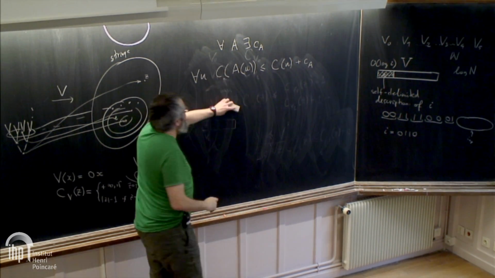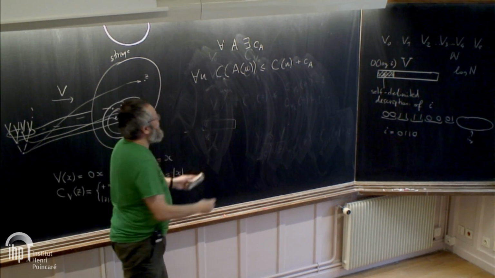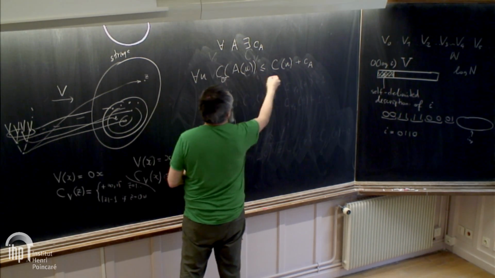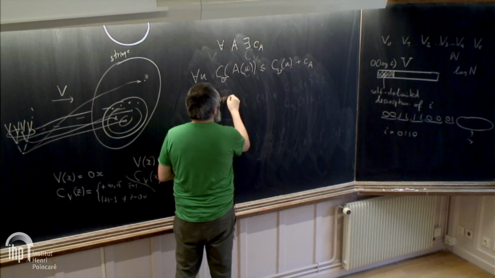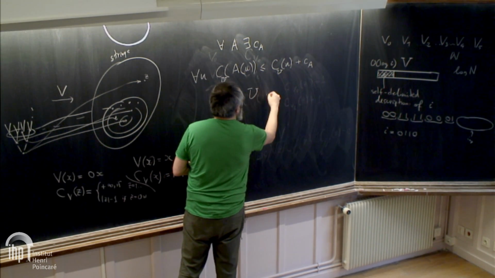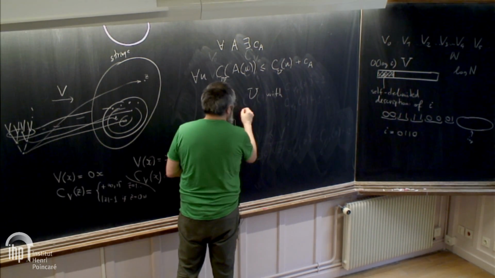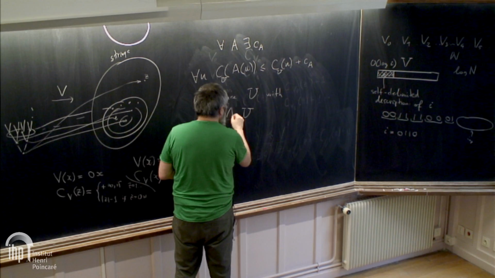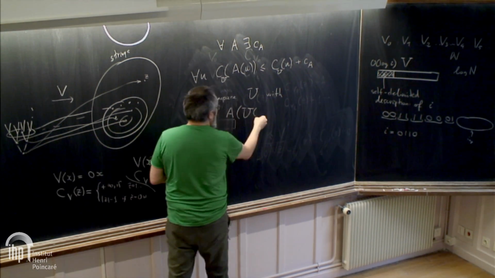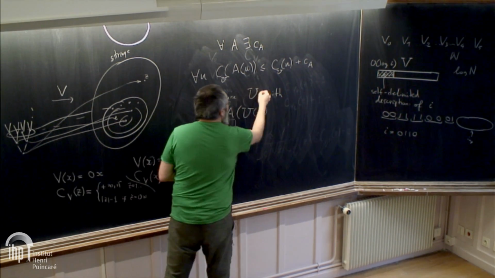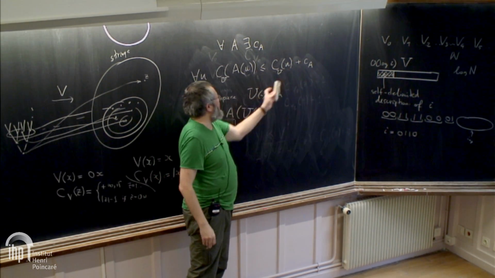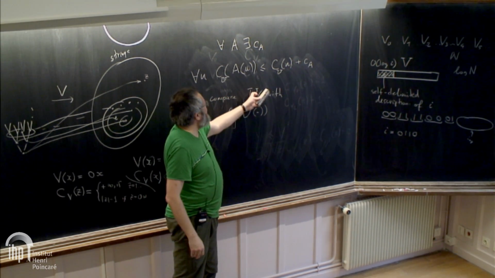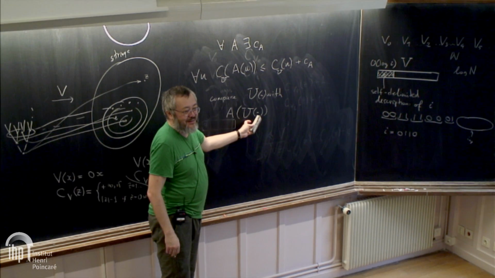And the proof is just using the universality. Let's denote this universal by U. So the proof is that we compare U with U of A of something. Because a description of some object with this U becomes a description of A of U with this thing.